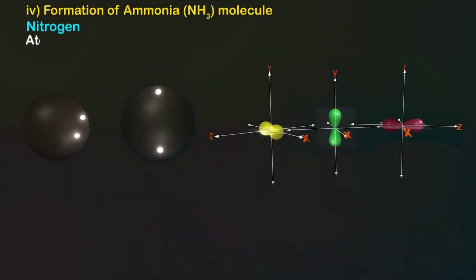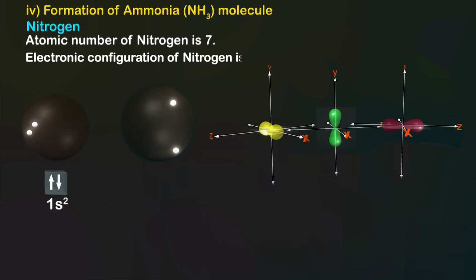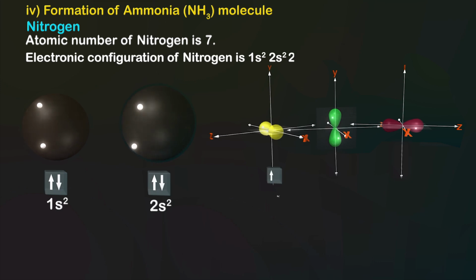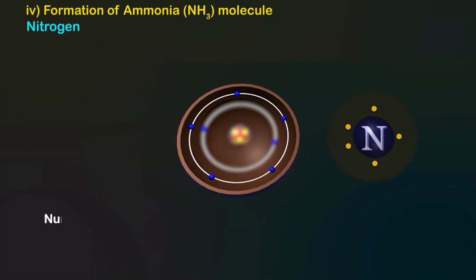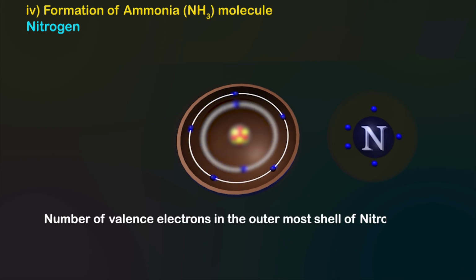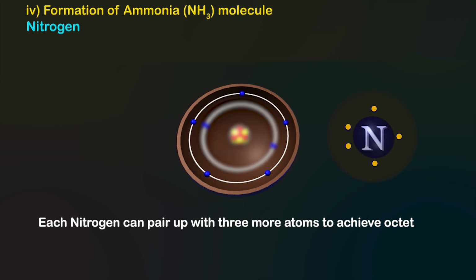Nitrogen. Atomic number of nitrogen is 7. Electronic configuration of nitrogen is 1s2, 2s2, 2px1, 2py1, 2pz1. Number of valence electrons in the outermost shell of nitrogen is 3. Each nitrogen can pair up with 3 more atoms to achieve octet configuration or stability.